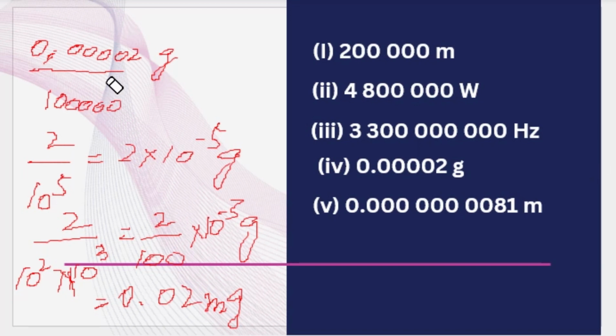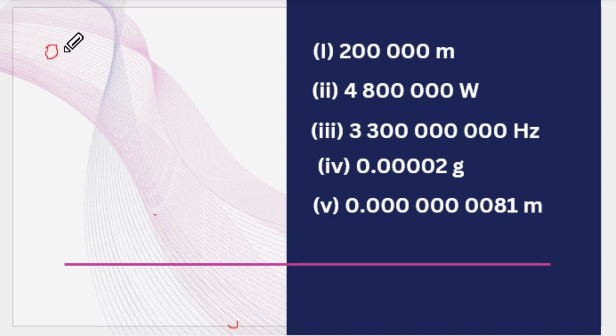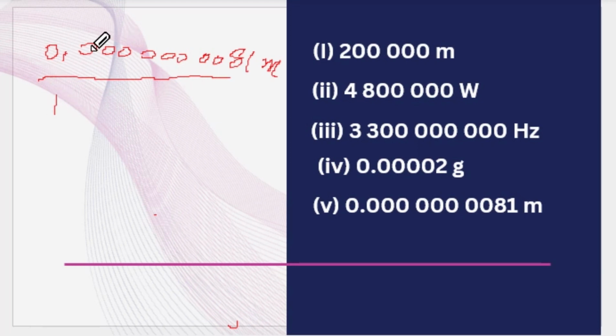The next example is written here: 0.00000000081 and the unit is the meter. So first of all, the same thing which we did in the previous example, we convert the decimal fraction into a common fraction. In place of the decimal, we will write 1 here, and in place of the digits, we will write all the zeros above the line. For example, there are 8 zeros and 8 and 1, so there are 10 digits, so we will write 10 zeros here.